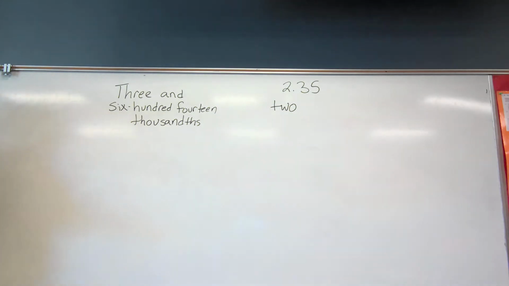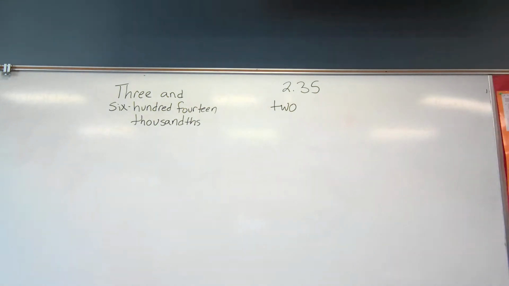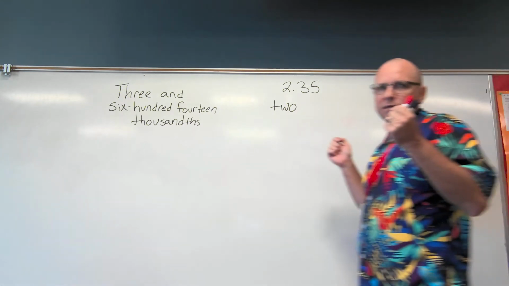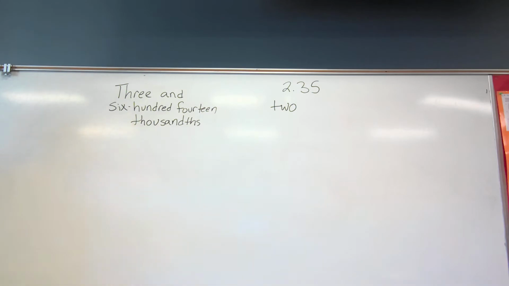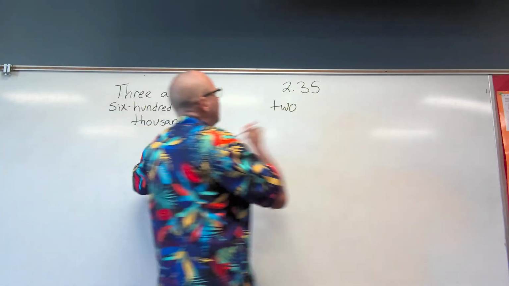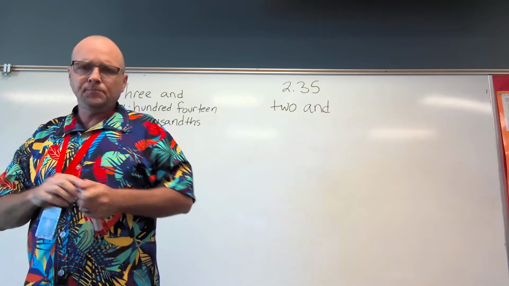Madison, there is a special word that we say when we get to the decimal point. Madison, do you know what that is? Point. It's not point. Madison will get it. And. 2 and. Awesome sauce.